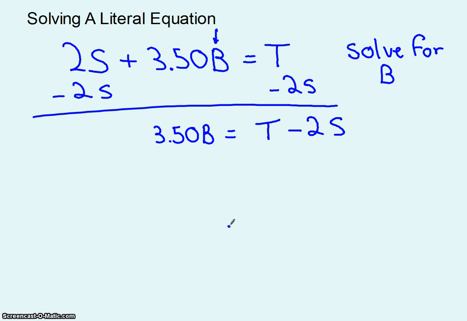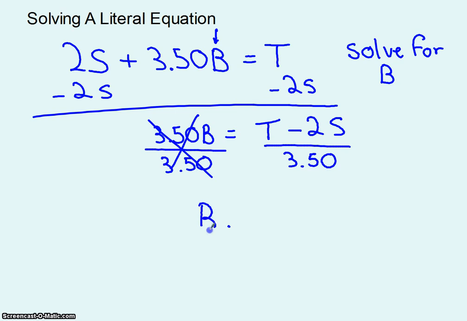So we will deal with this multiplying by 3.50 by, as you might expect, dividing by 3.50. That'll cancel it out. What do I divide over here by 3.50? So I divided the left side by 3.50. Who do I divide by 3.50 over here? Well, how about the whole thing? Okay. Since you divided the whole left side by 3.50, just divide the entire right side by 3.50. Now, the 3.50's canceled off. I'm left with B equals T minus 2S, divided by 3.50.